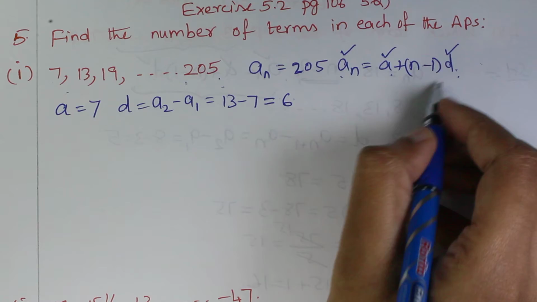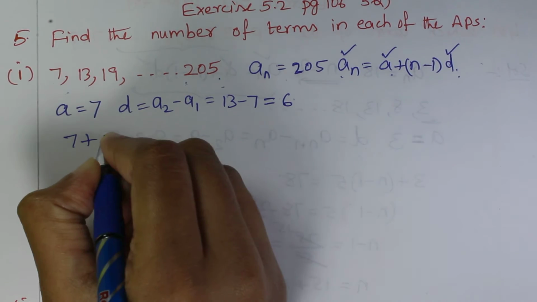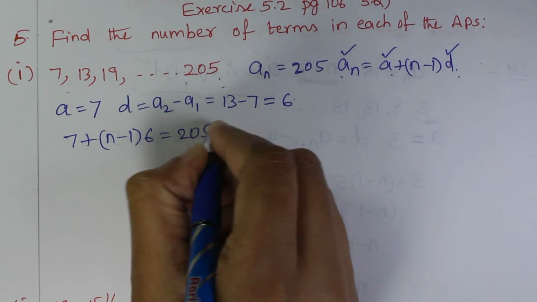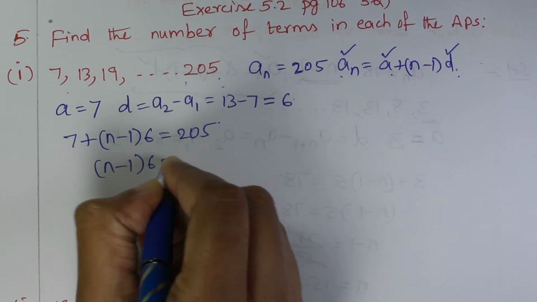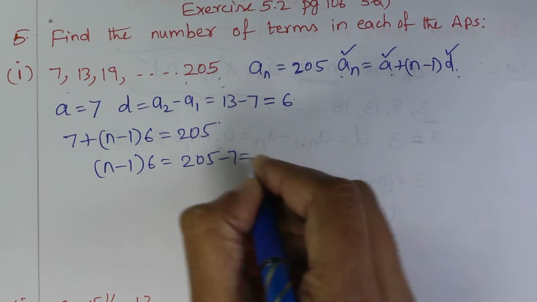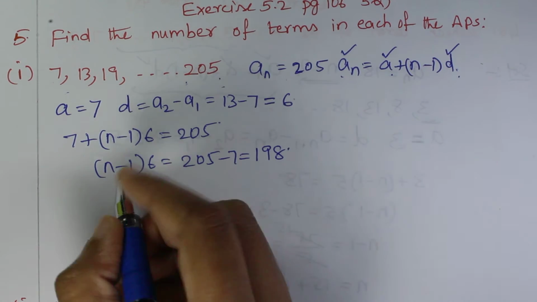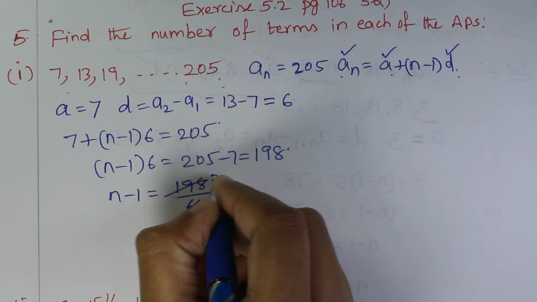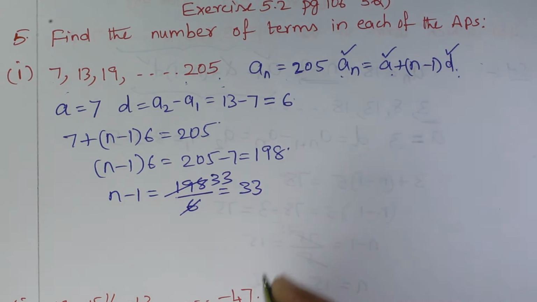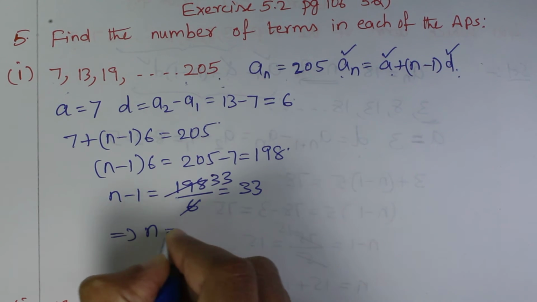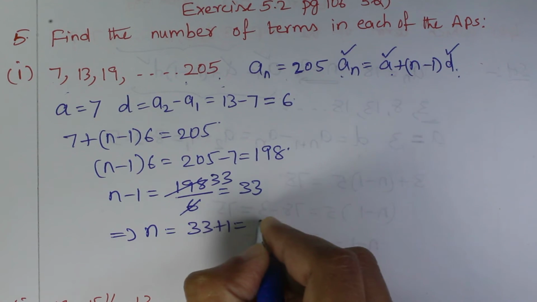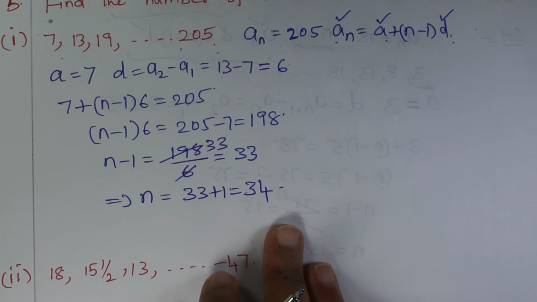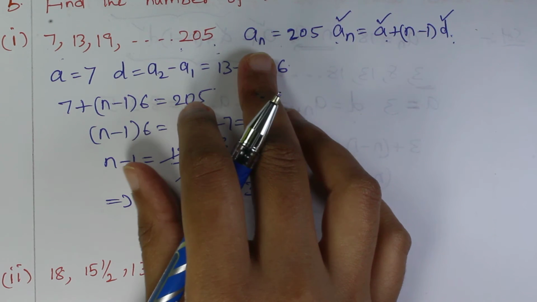Now I'll substitute the values in this equation. 7 plus n minus 1 into 6 is equal to 205. N minus 1 into 6 is equal to 205 minus 7, that is equal to 198. N minus 1 is equal to 198 divided by 6, that equals 33, since 6 3s are 18. That implies n is equal to 33 plus 1, that equals 34. So the n value is 34. So how many terms are there in this series? There are 34 terms in this series.